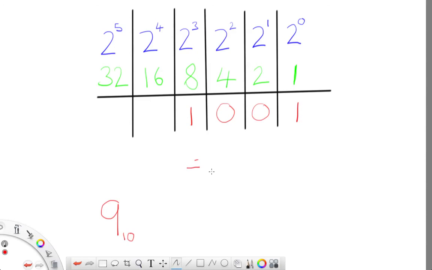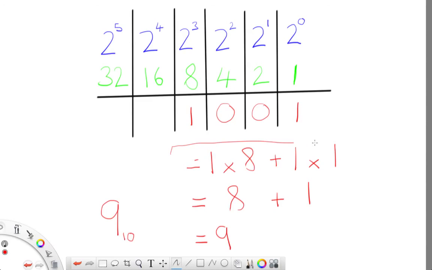So what that means is, that's saying I've got 1 times 8 plus 0 4s, which is 0, 0 2s, which is 0, plus 1 times 1. That is the same as saying 8 plus 1. So the value I've represented here is the value 9. So I've written it out in denary, the working out all in base 10, also called denary, but this is how you write it in binary. So the number 9 is represented in binary by 1001.